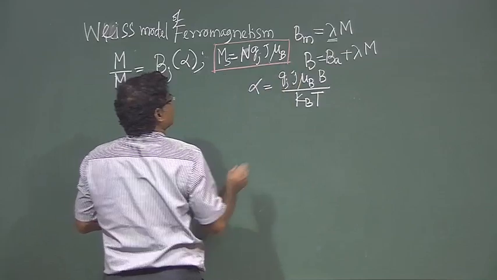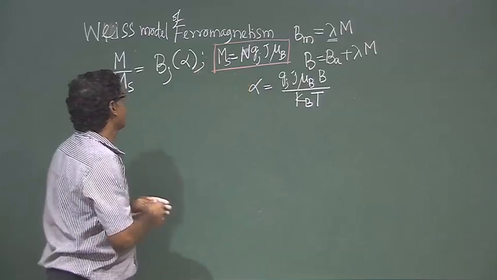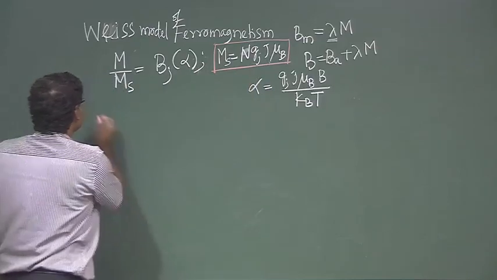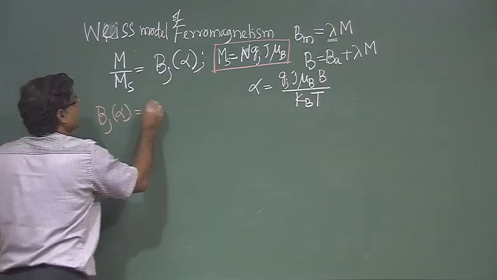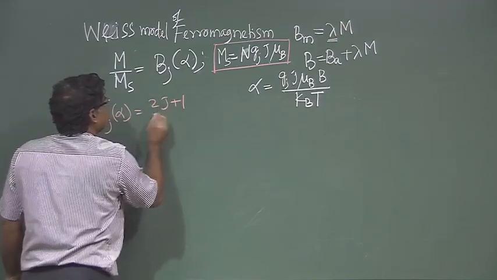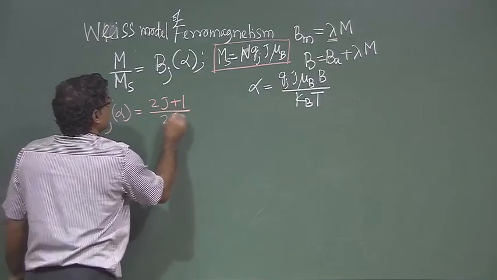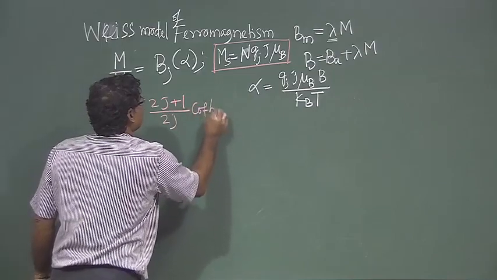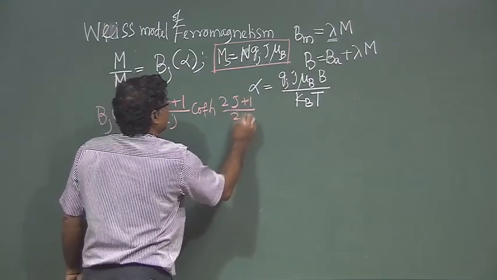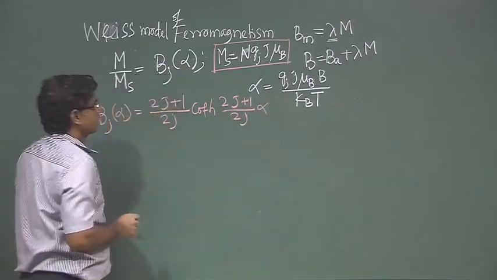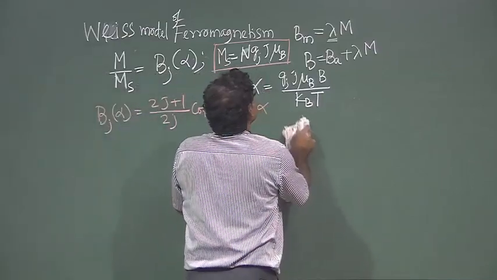So, this was the result for paramagnetic material. Okay. Where B_J of alpha equals (2J plus 1) by 2J times coth of ((2J plus 1) by 2J) alpha, minus 1 by 2J times coth of alpha by 2J. I think I should write this here.